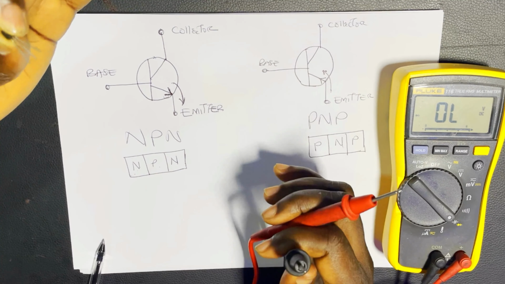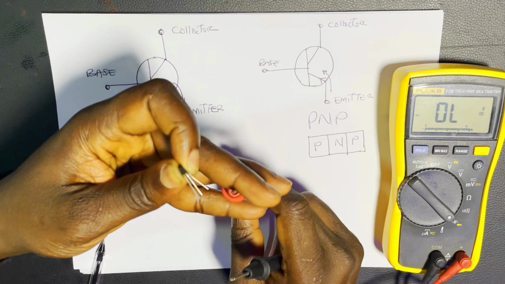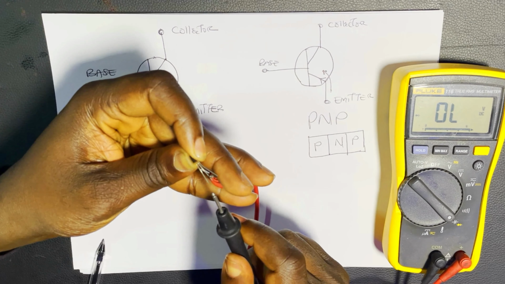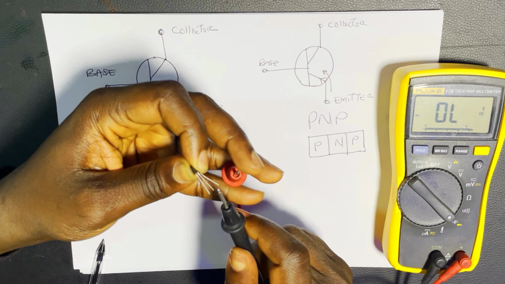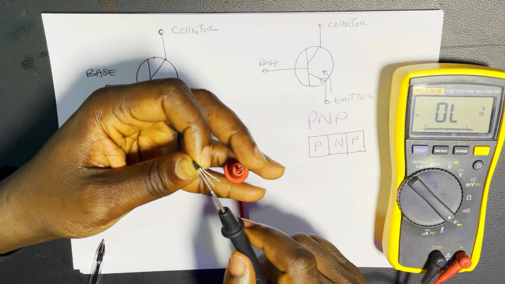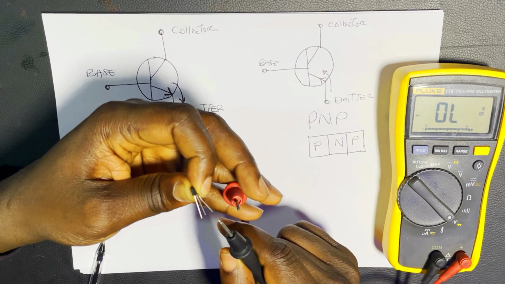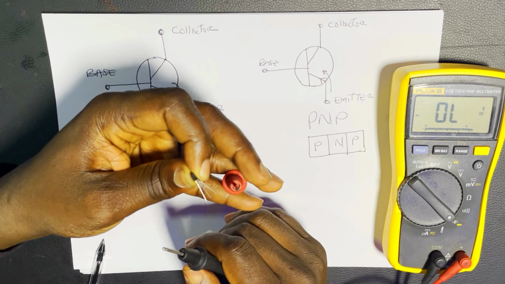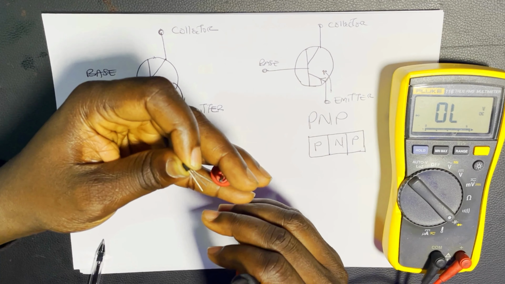If you are dealing with an NPN transistor, it is expected that the red lead will be at the base. The base might not necessarily be at the middle. It could be at the other end. It could be this way or in the middle. So it's not a golden rule that the base is always in the middle. There are transistors where the base is on the right, and some where the base is on the left, but in most cases the base is in the middle.